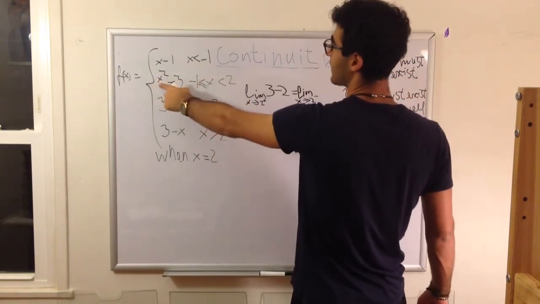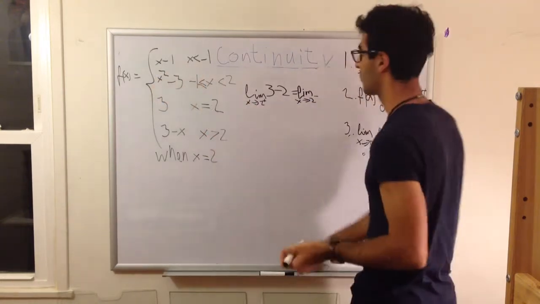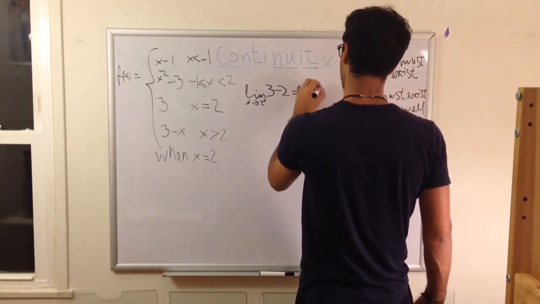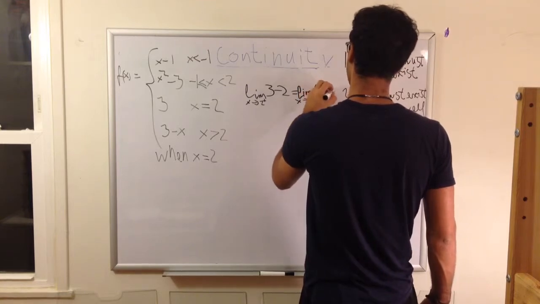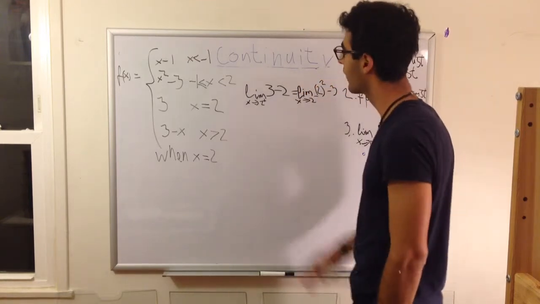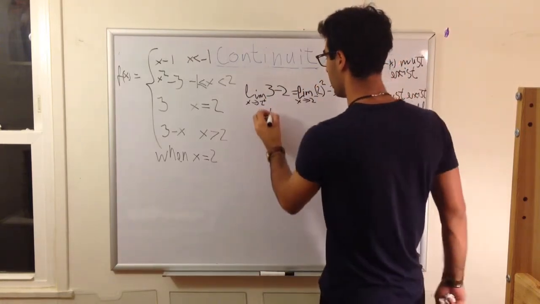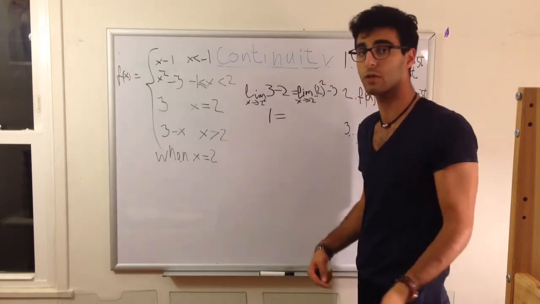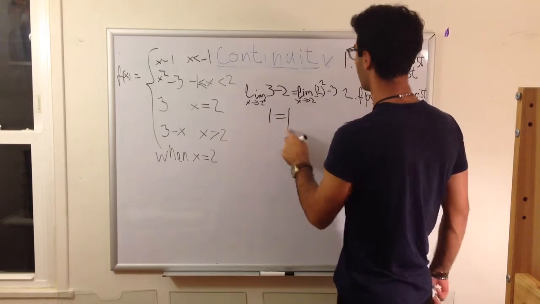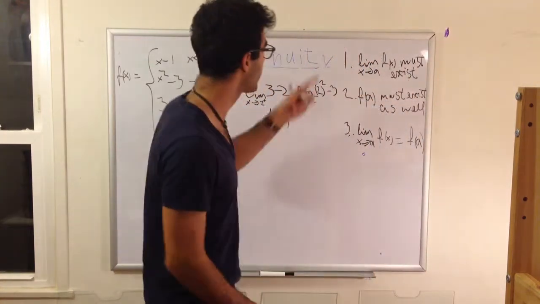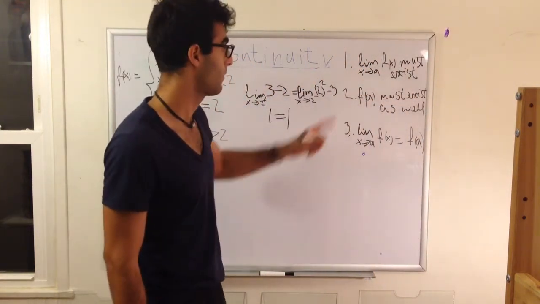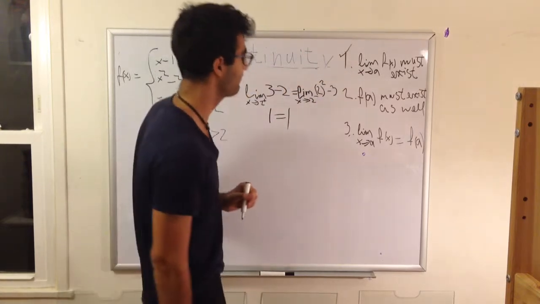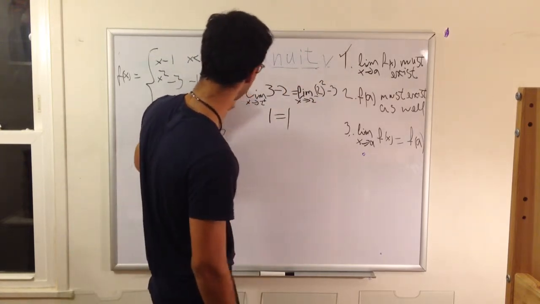term, which says x squared minus 3. So x squared means 2 squared, 2 squared minus 3. Alright, 3 minus 2 is 1 equals 2 squared, which is 4, minus 3 is 1. 1 equals 1. Perfect. The limit as x approaches 2 exists. So we can say check. Good. This was number 1.